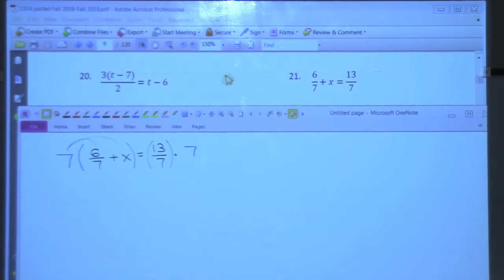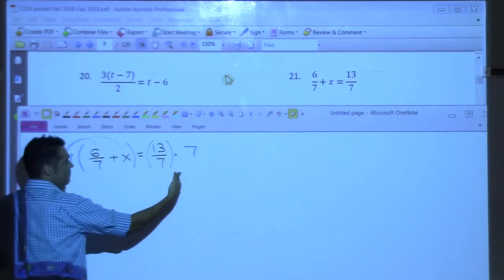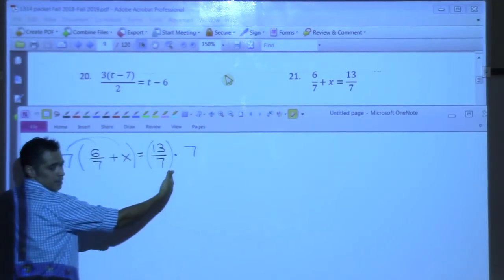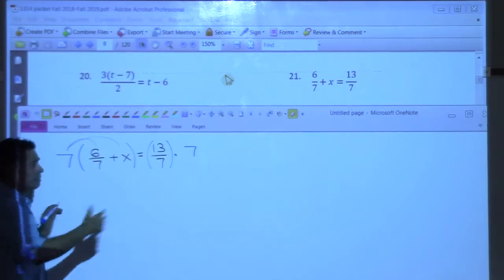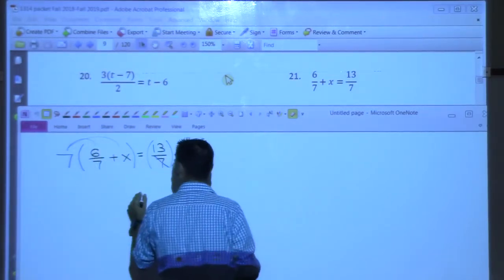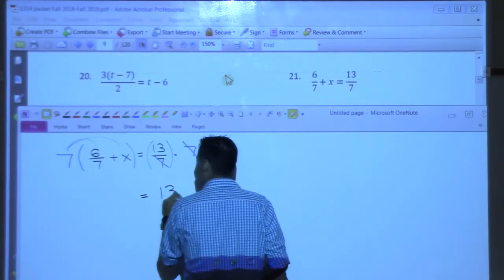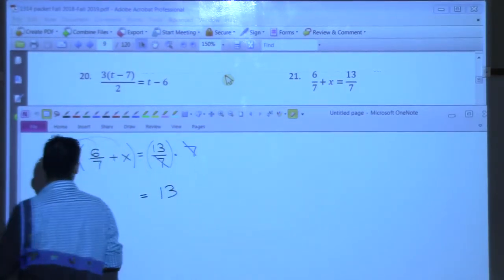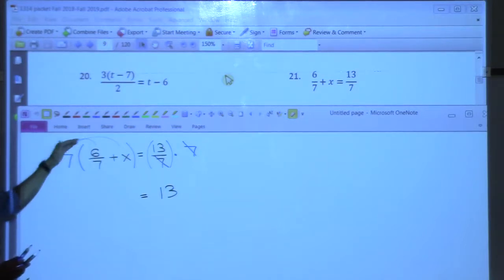All right, so Stephanie, on the right-hand side, let's start with the right-hand side. What's going to happen with these 7s? They're going to cancel, and that's why we did it, right? They're going to cancel, boom, boom, and you'll be left with 13 over here, right? Okay, now on the left-hand side, you have to distribute through, right? So here to here, and here to here.